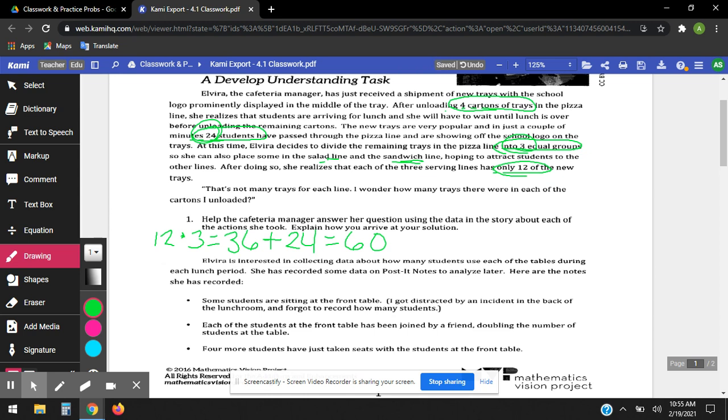And then, so 60 were unloaded. And then we have to go to how many cartons she had. Well, she had four cartons. And so if 60 of them fit in four cartons, we want to divide by four to get 15 trays per carton. So in this case, we used our work backwards skills to be able to figure that one out.